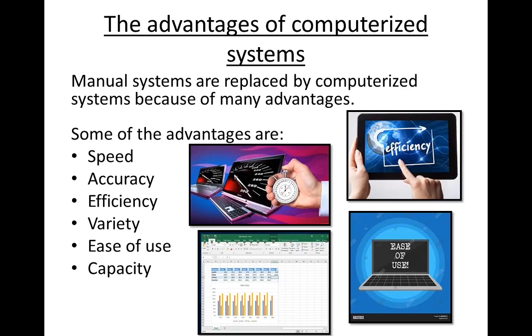The second advantage of using a computerized system is accuracy. Accuracy is a feature of all computerized systems. Data is highly precise in a computer system. An example is that of the supercomputers which control space missions.